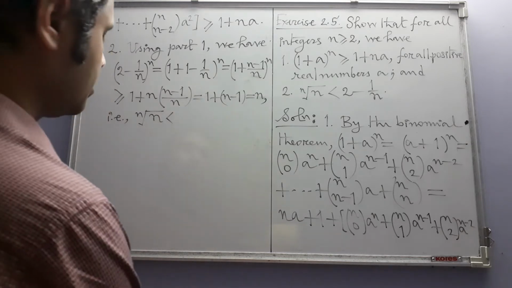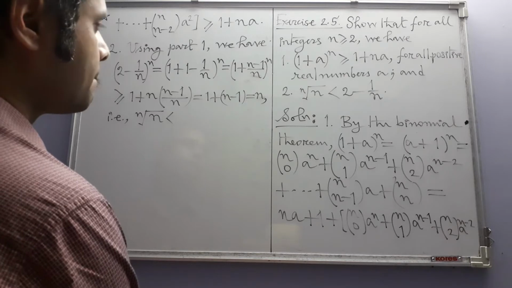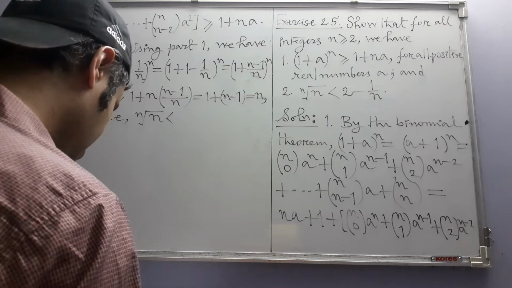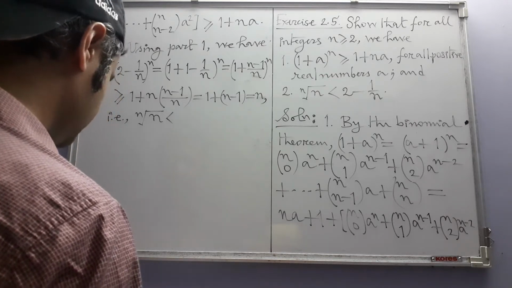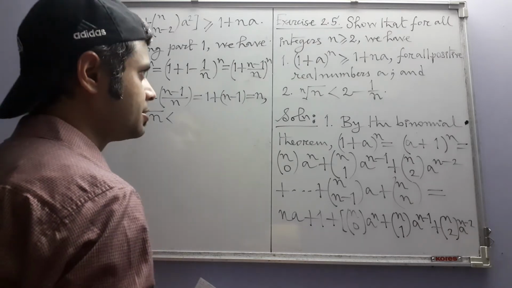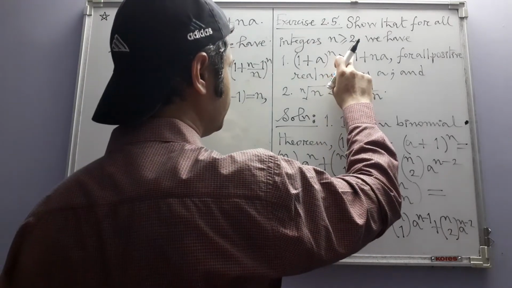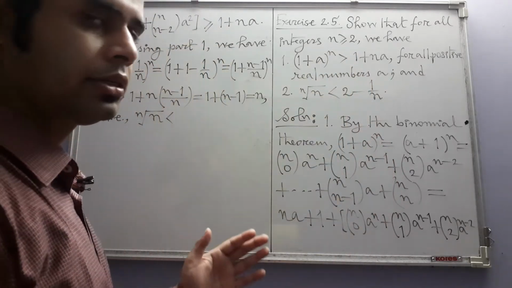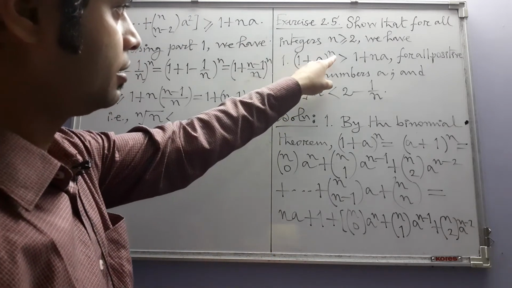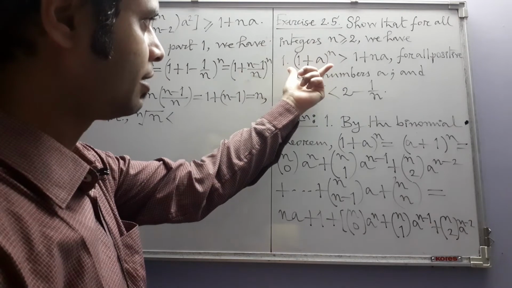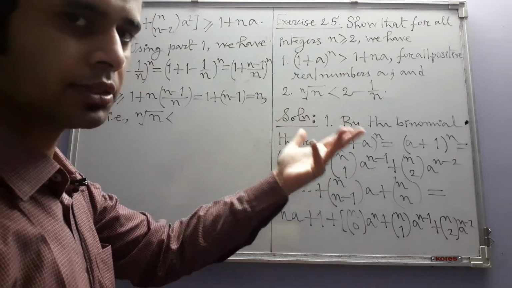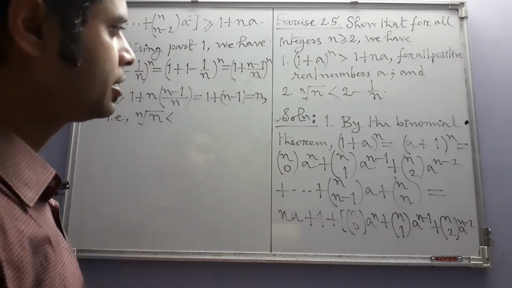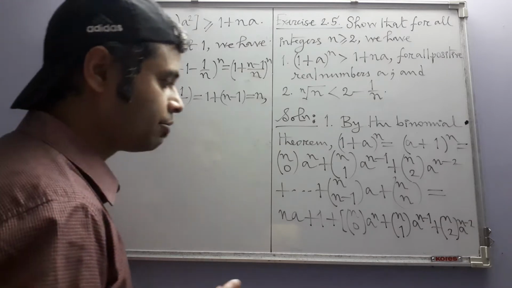Oh, but there is one thing. Do we have greater than or equal to or strict inequality here? I think I have made a mistake in taking this down. We will have strict inequality here. Equality occurs in only one case, where n is equal to 1, because in that case the left hand side is 1 plus a whole to the power 1, which is 1 plus a, and the right hand side is also 1 plus a. If n is greater than 1, then we have strict inequality.